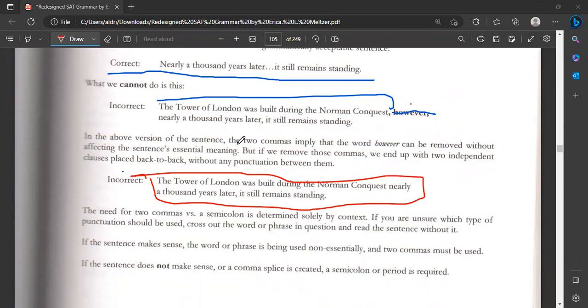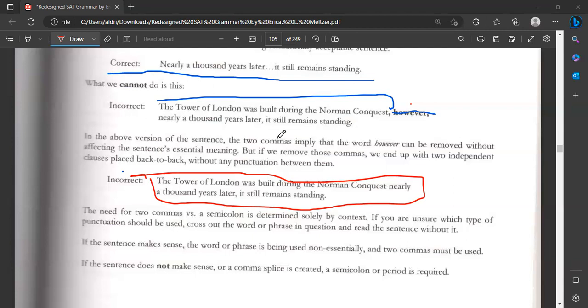Okay, so there's one important note here. If you're not sure about what type of punctuation should be used for a non-essential clause, a good trick is to just cross out the word or the phrase that's in question, and then read the sentence without it. Does it make sense without it? It should make sense grammatically, and it should also make sense contextually. Sometimes you have sentences that might make sense grammar-wise, but then the context doesn't make sense.